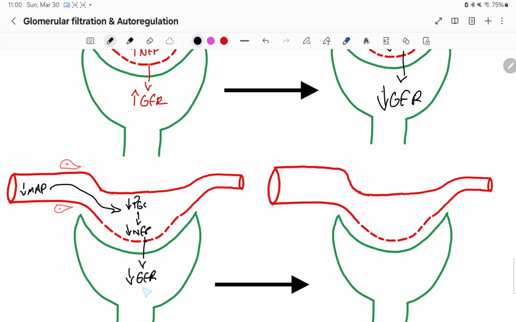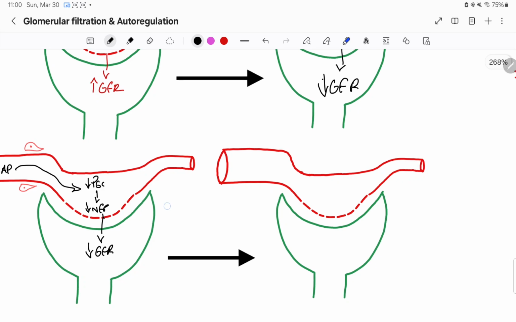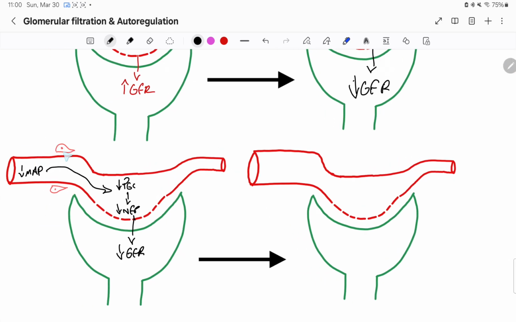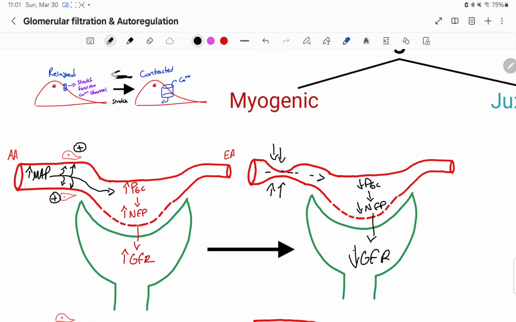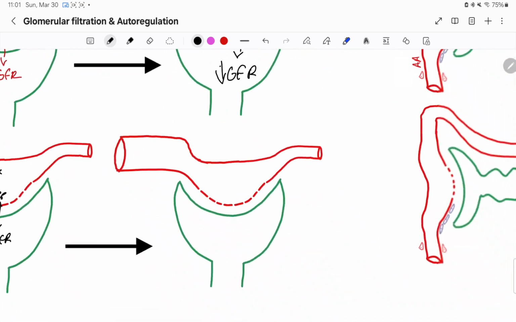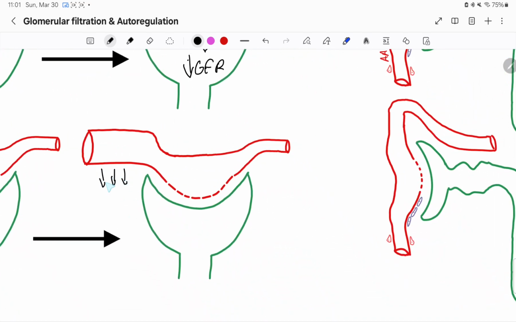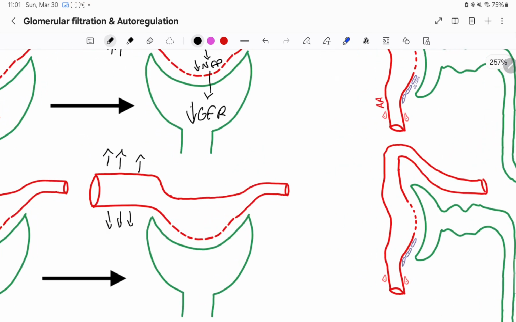But remember, the kidney, in order to function properly and not become damaged, needs a homeostatic glomerular filtration rate. So what it does, because I'm not stretching the walls of these guys, I'm not actually causing them to contract. You know what that means? If I'm not stretching them, you can kind of say that I'm going the opposite direction. I'm kind of relaxing them. And if I'm relaxing them, that means I'm going to vasodilate them. Okay? If I vasodilate them, what's going to happen? More blood flow than usual will come in, increasing the PGC, increasing the NFP, and increasing the glomerular filtration rate.